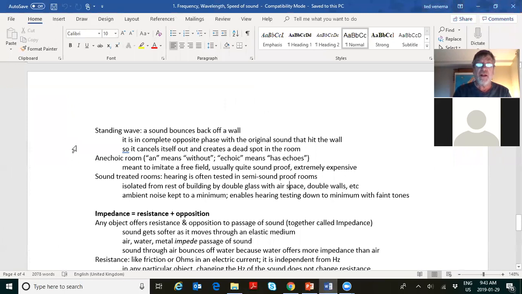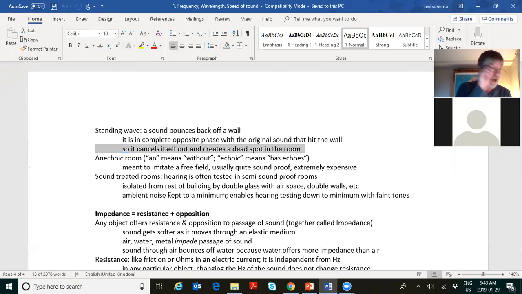So it'll cancel itself out and creates a dead spot in the room. Acoustic engineers carefully design theaters so that they are acoustically beneficial, so you don't get dead areas in a room where there happen to be standing waves occurring. So that's essentially what that is, okay?